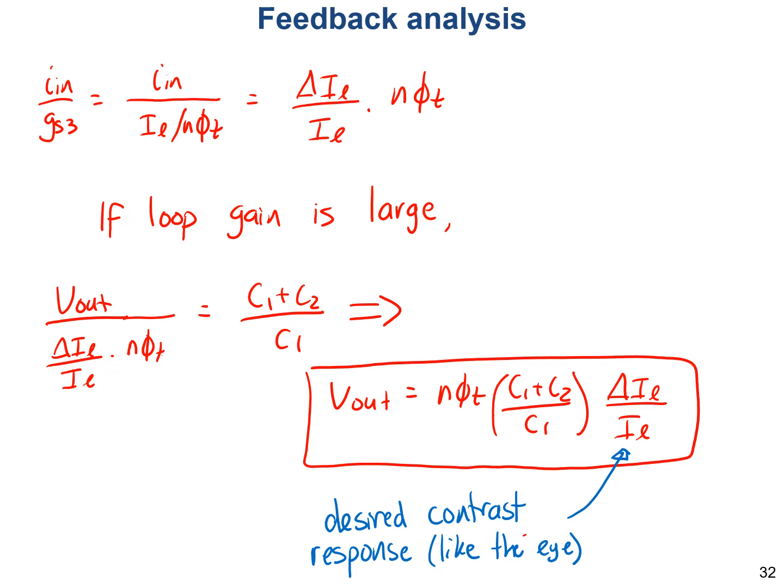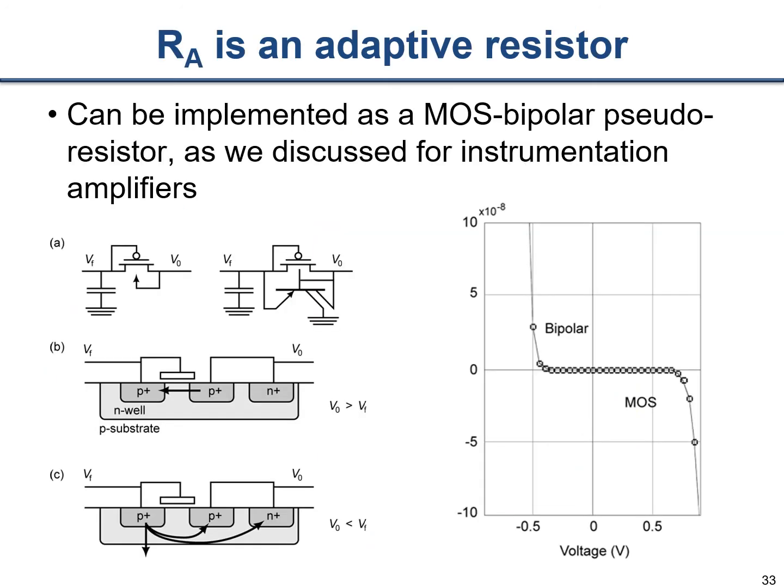Okay. Now, you might be asking, well, what was that RA thing? What was that RA circuit? It turns out it's a MOS bipolar pseudoresistor. They called it an adaptive resistor. It's basically just a resistor that has a very large impedance. It's exactly the MOS bipolar pseudoresistor that we studied in the instrumentation amplifiers lecture.